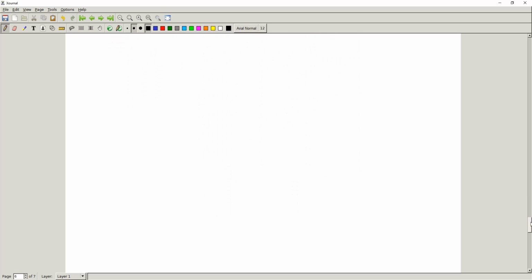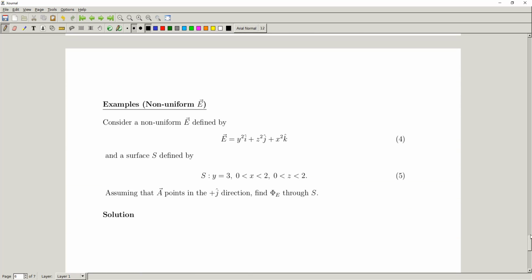I was kind of disappointed that the textbook didn't do one with a non-uniform electric field, so we have one here. We'll take a look at this one. So in this example, we're looking at a non-uniform electric field defined by this expression here. So at different points x, y, and z, our electric field is a function of x, y, and z. So at different points it's going to have a different magnitude, right? And it'll point in different directions, right?